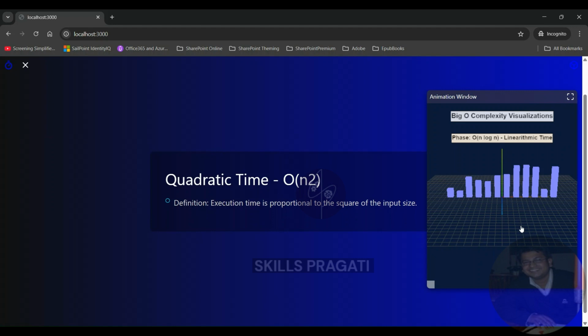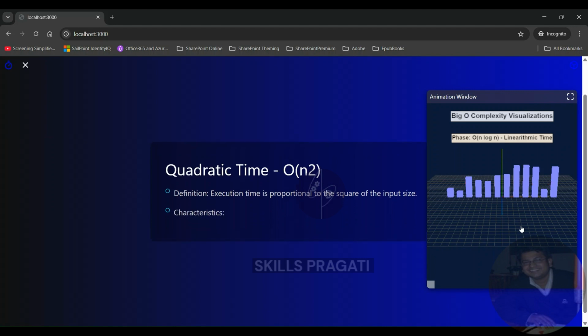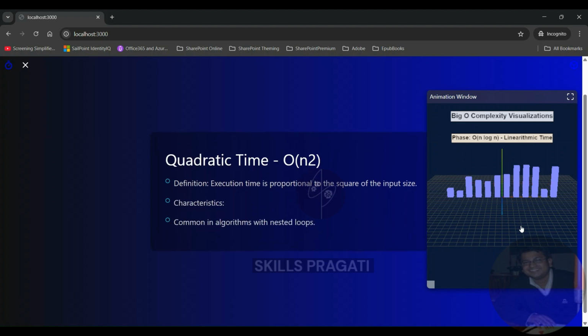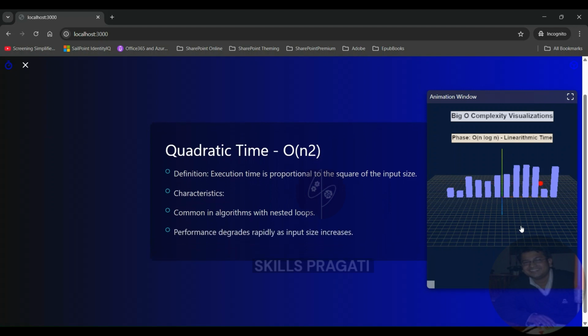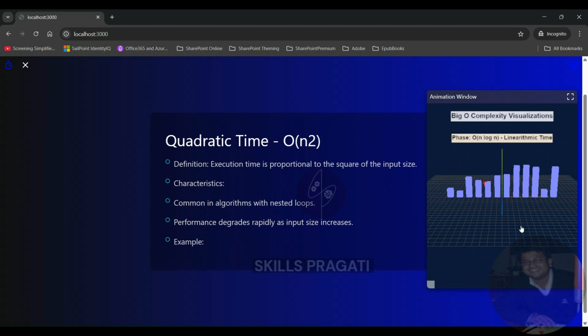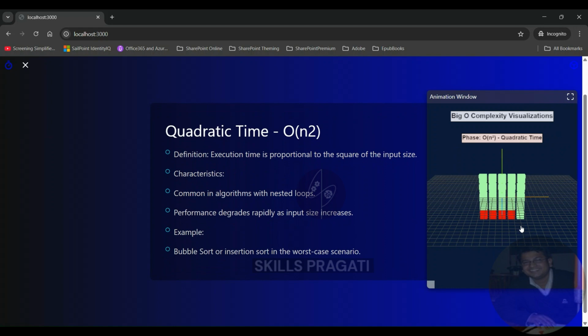Quadratic time complexity, or O(n squared), means that the execution time is proportional to the square of the input size. This often occurs in algorithms with nested loops. For example, in the worst-case scenario of sorting algorithms like bubble sort or insertion sort, the performance degrades rapidly as the input size increases. Here you will find the visual demonstrations of all the time complexities, with animations for the different complexities. This one compares the number of iterations in nested loops to help you understand the quadratic growth pattern.